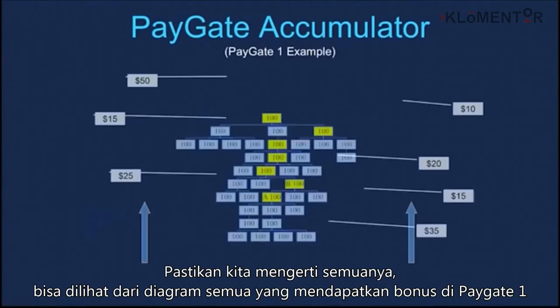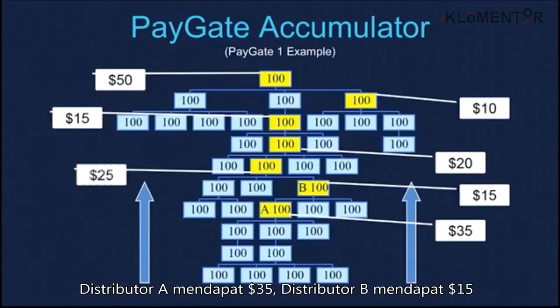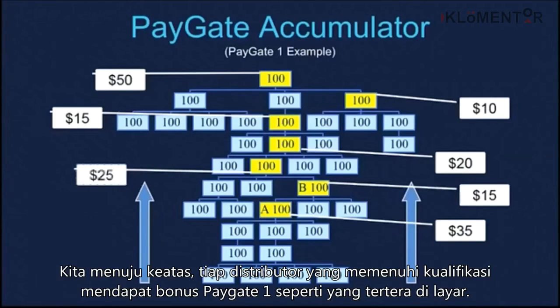Just to make sure that we understand everything, let's take a look at the chart from the beginning. As you can see, Distributor A earned the $35, Distributor B earned $15, and as we move upward, each of the other distributors that have qualified for Paygate 1 will receive the amount on the screen.